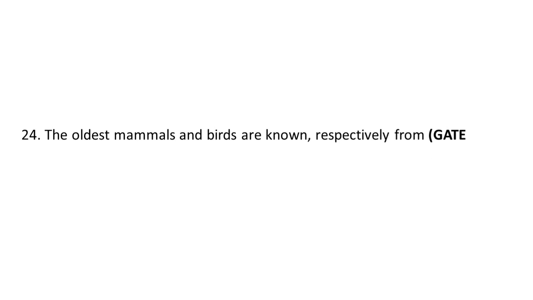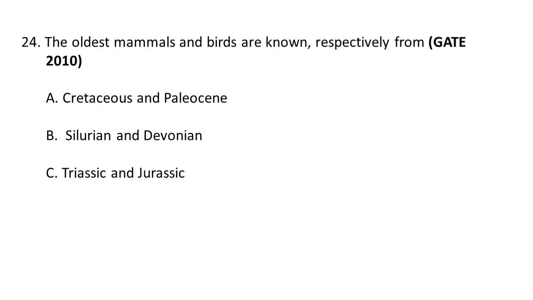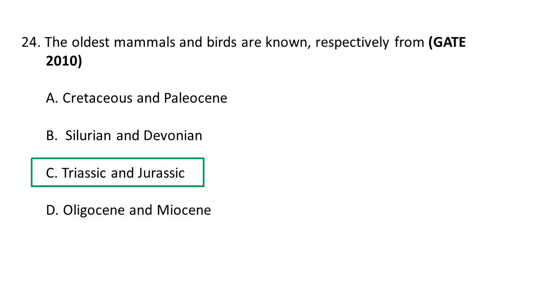Next question. The oldest mammals and birds are known respectively from A, Cretaceous and Paleocene, B, Silurian and Devonian, C, Triassic and Jurassic, and D, Oligocene and Miocene. The oldest mammals and birds are known from the Triassic and the Jurassic. They appeared during the Mesozoic era, with mammals during the Triassic and birds during the Jurassic.